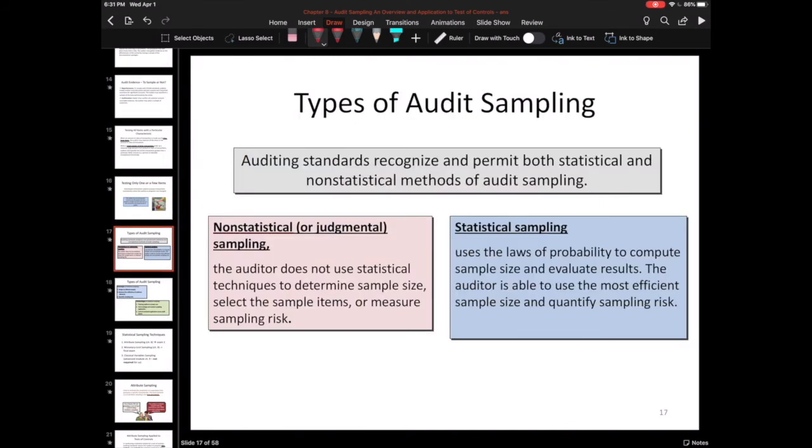Auditing standards let you do both statistical sampling techniques and non-statistical sampling techniques. So we're going to talk about both those. And really quick, statistical sampling is anything you talked about in stats class. So things like random sampling, laws of probability, the distribution curve, all that good stuff. That's statistical sampling. Non-statistical sampling is anytime the auditor's judgment is coming into play.